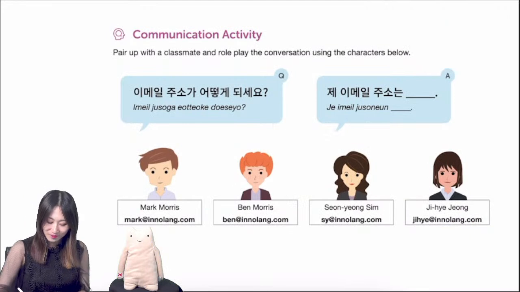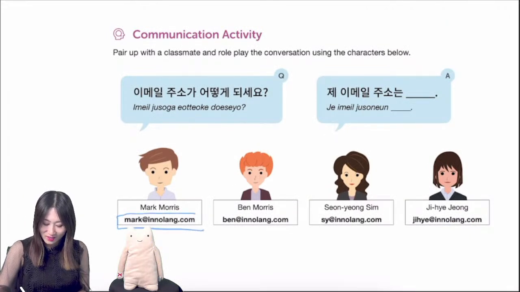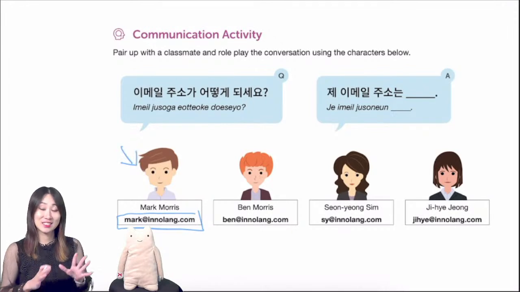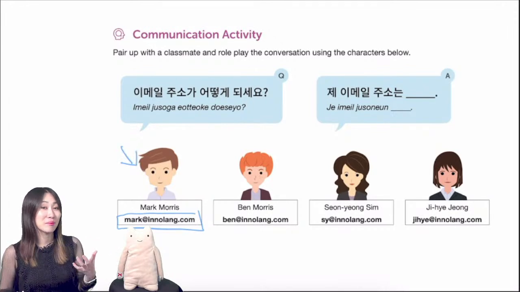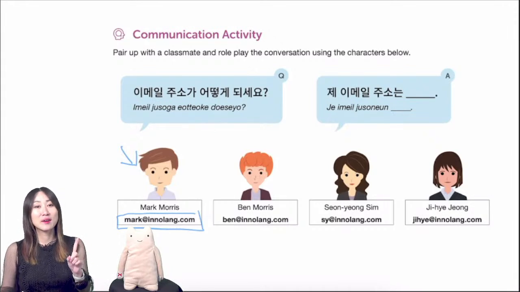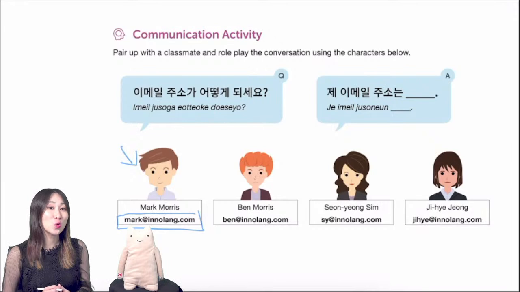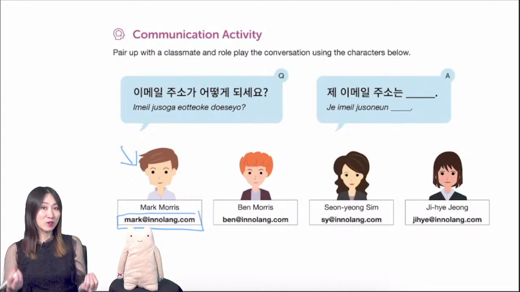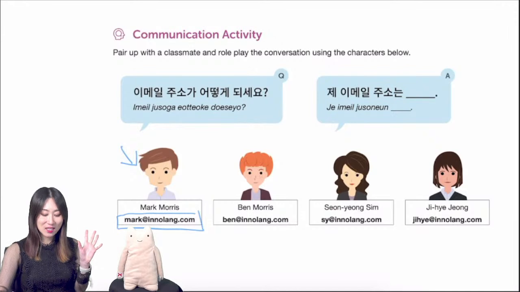So now, this is the email address of 마크 씨. He is 마크 씨, Mr. Mark. And someone is asking 마크 씨, 이메일 주소가 어떻게 되세요? What is your email address? Someone is very polite. And he's saying, 제 이메일 주소는, and he's saying this one.